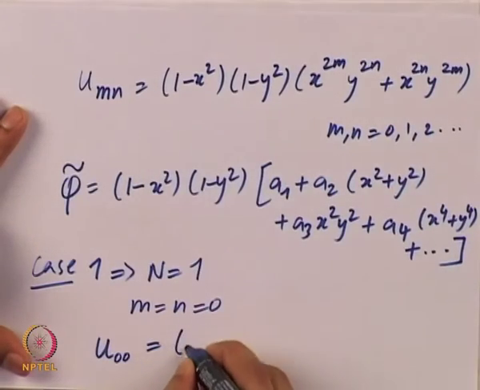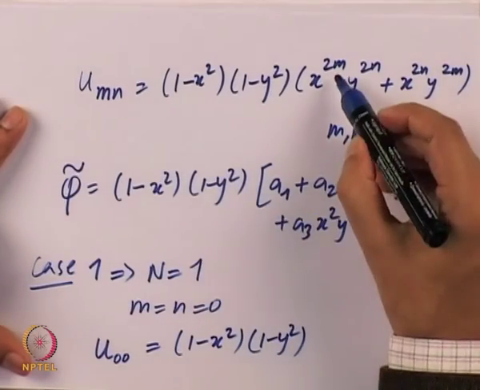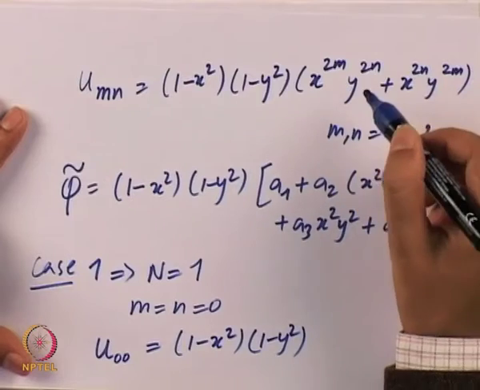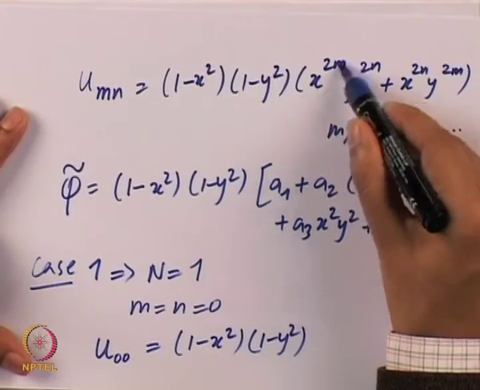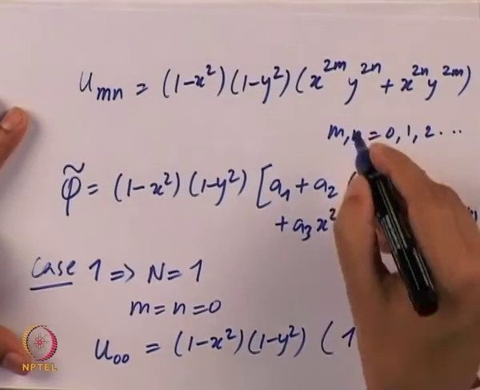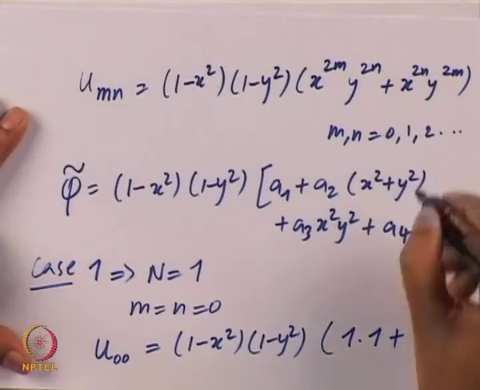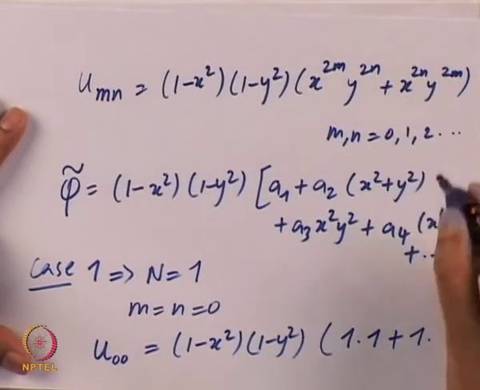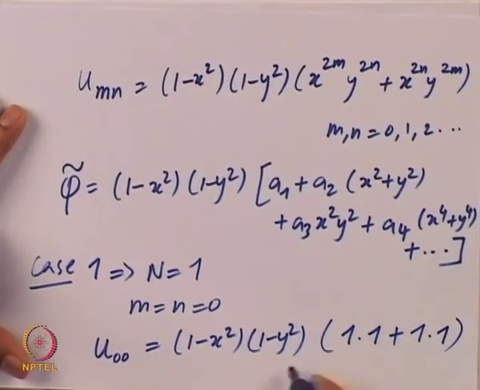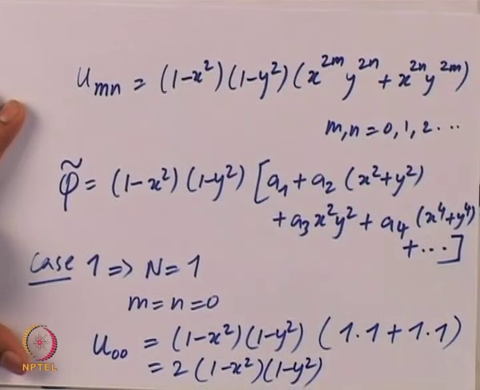1 minus x square multiplied by 1 minus y square, and putting m equal to n equal to 0, this value will become 1 and this value will become 1, plus this value will become 1 multiplied by this value will become 1. So the entire thing will become 2 times 1 minus x square multiplied by 1 minus y square. So this will be our basis function.